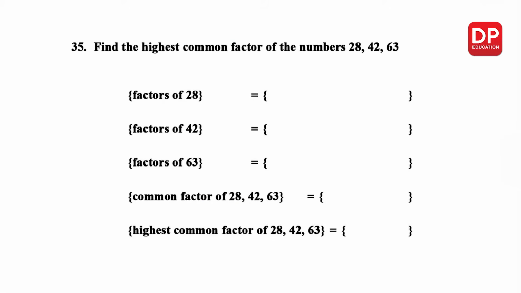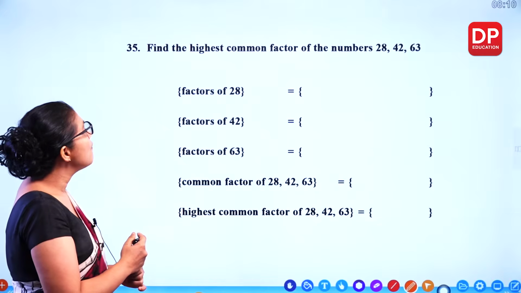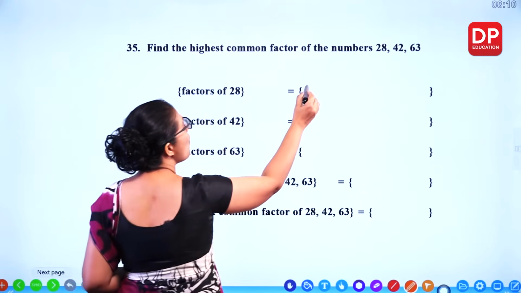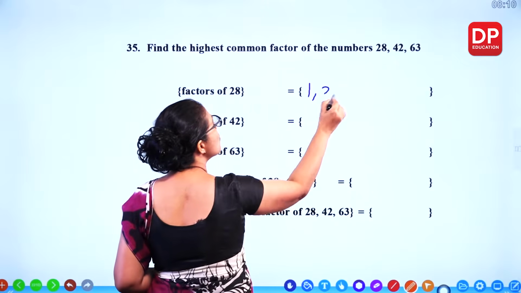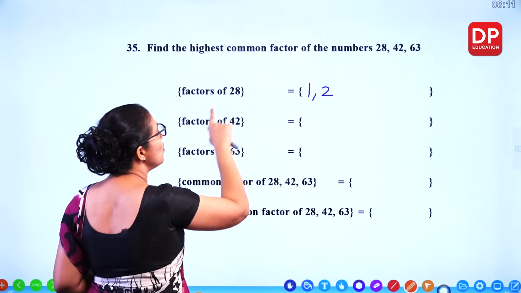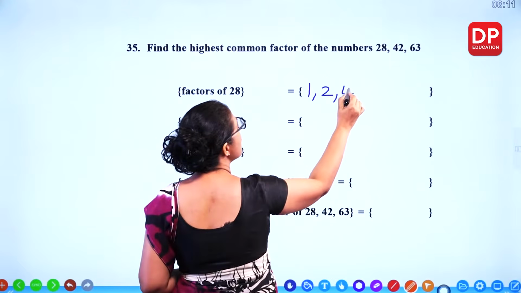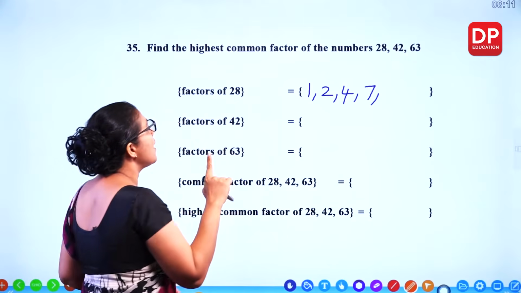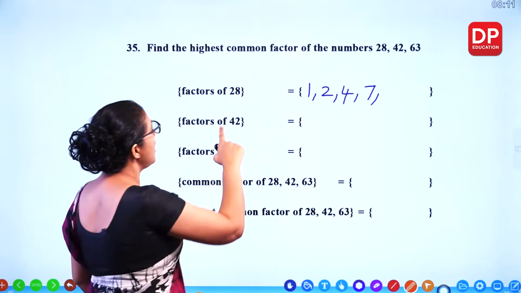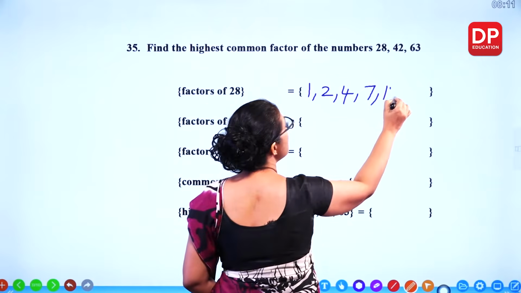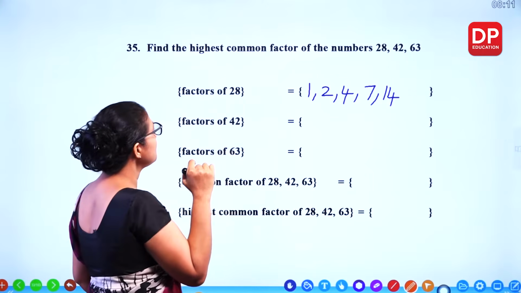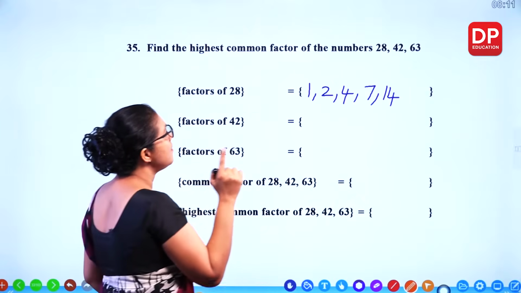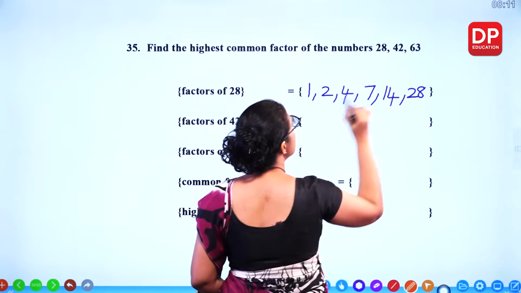Now take these three numbers 28, 42 and 63 and see what's the highest common factor. Factors of 28. 1. It's divisible by 2. 3, no. 4. 4 times 7. 6, 7, 8, 9, 10 and 2 times 14. So 14 is a factor. 4 times 7 and then finally 28.